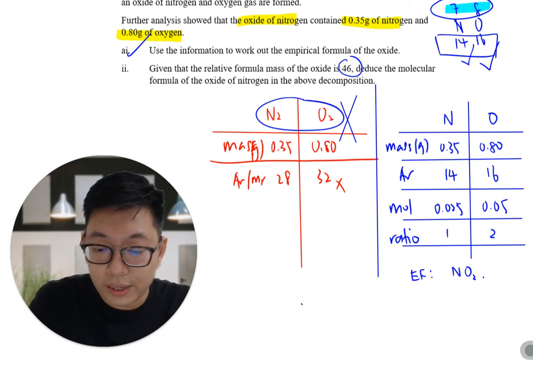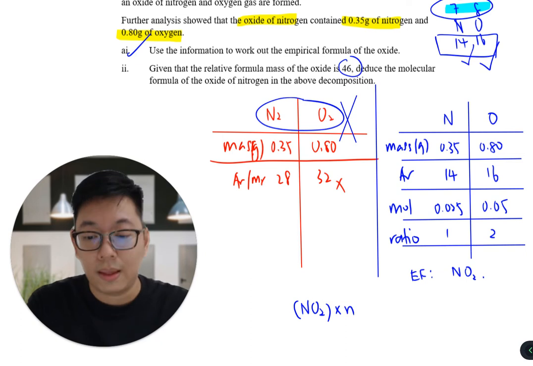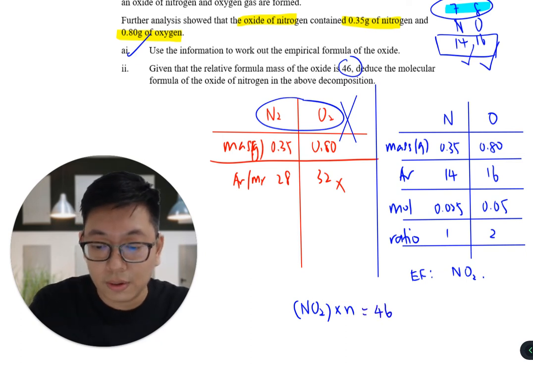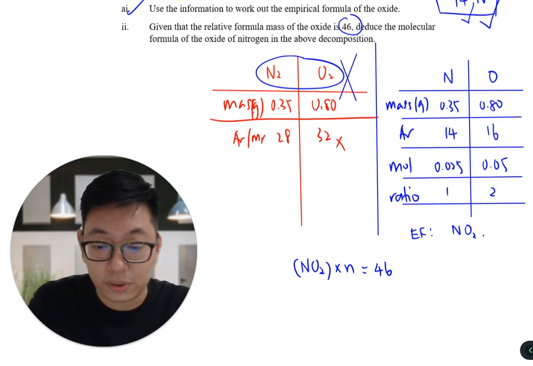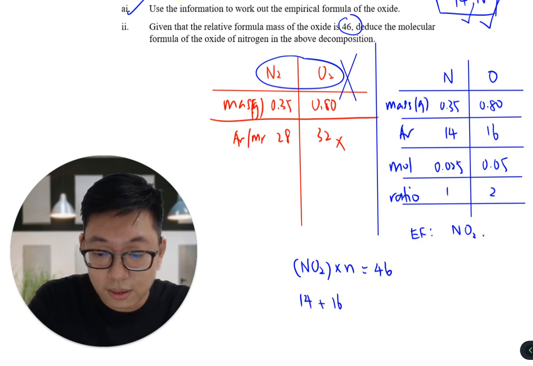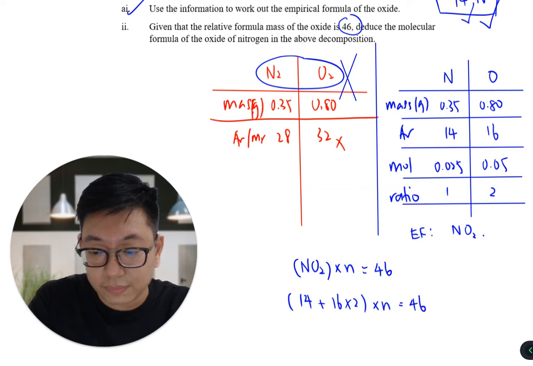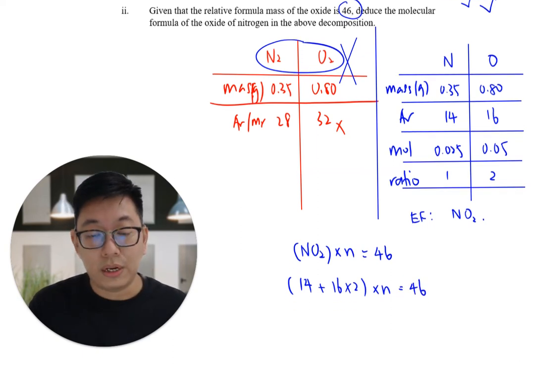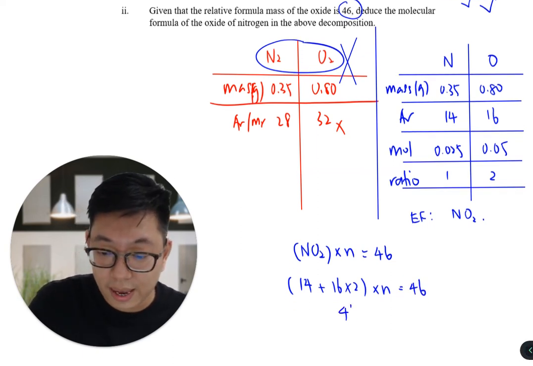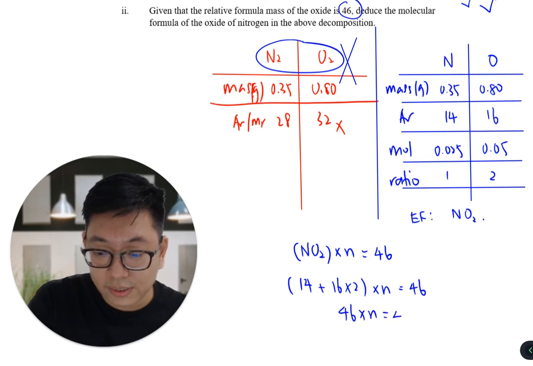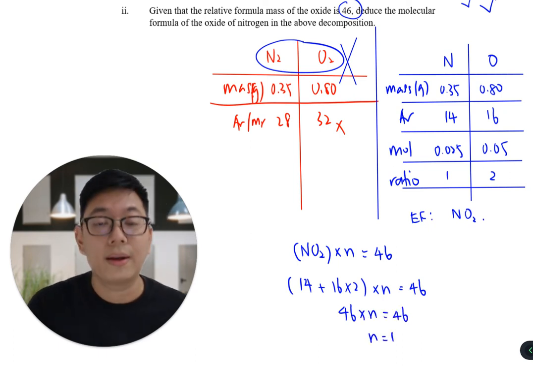So now we know that it's NO2, but it's repeated n times, and that gives us 46. So we know that N is 14, and oxygen is 16, times 2, times n is 46. Okay, so if you do 32 and 14, that gives you 46. n is 46 divided by 46, and it so happens that n is equal to 1.